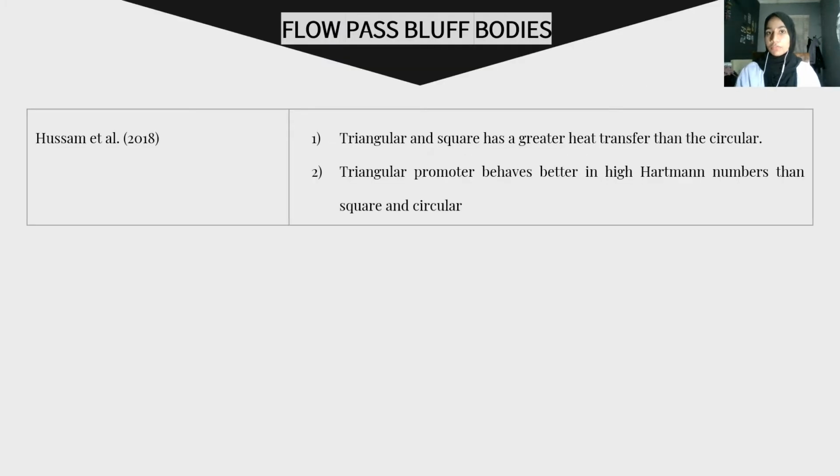Third is on the flow past bluff bodies. According to Husam et al. 2018, triangular and square have a greater heat transfer than the circular. The triangular promoter behaves better at high Hartmann numbers than square and circular.